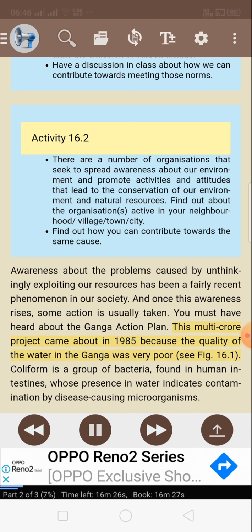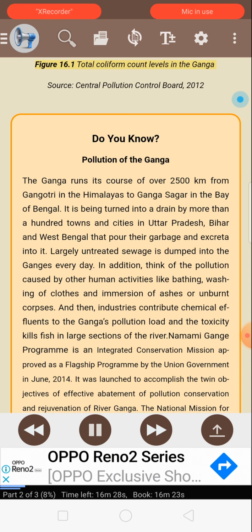See figure 16.1. Coliform is a group of bacteria found in human intestines whose presence in water indicates contamination by disease-causing microorganisms. Figure 16.1: Total coliform count levels in the Ganga. Source: Central Pollution Control Board, 2012.